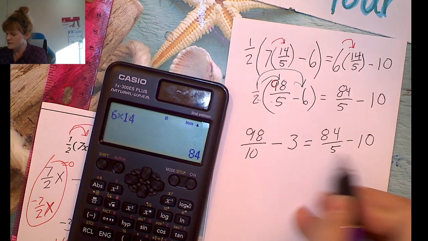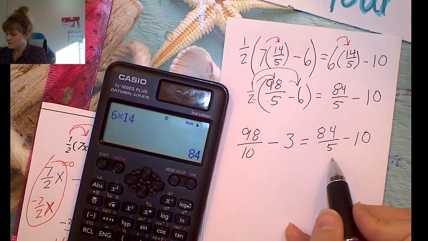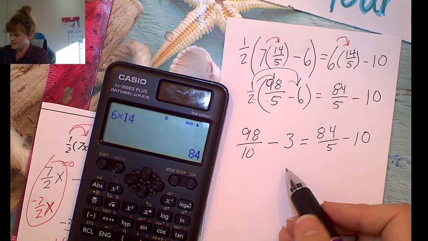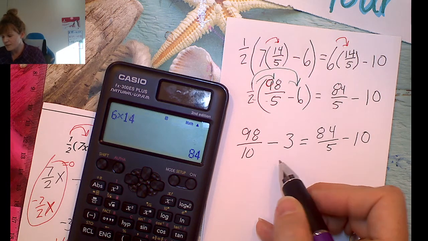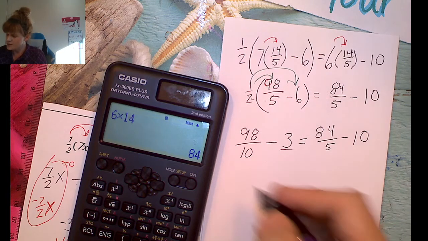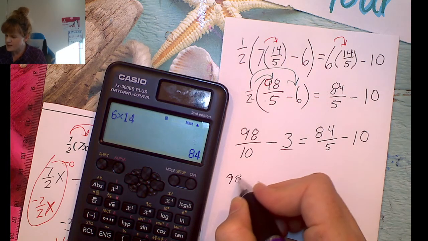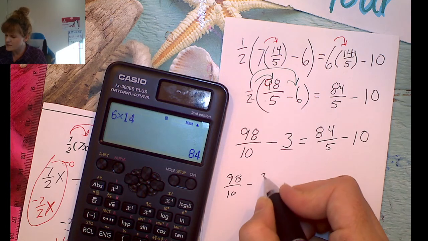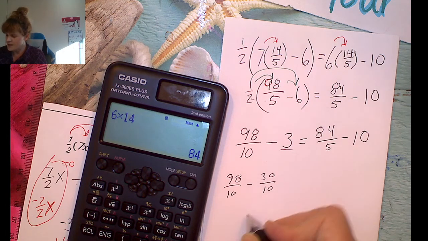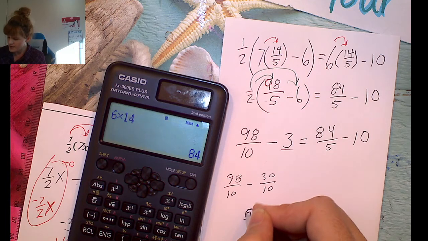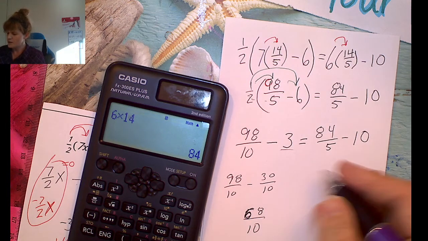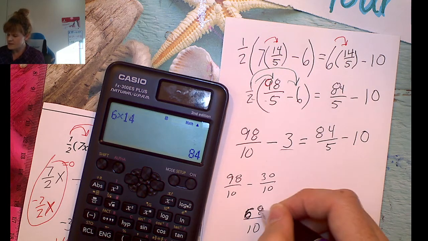Okay, now I need to do these. Is this going to be equal? 98/10 minus 3. I need to put this 3 over 10 in order to do the math. So that's 98/10 minus 30 over 10. And that equals, oh, not 58, I'm sorry, 68/10. The left side of my equation is 68/10.